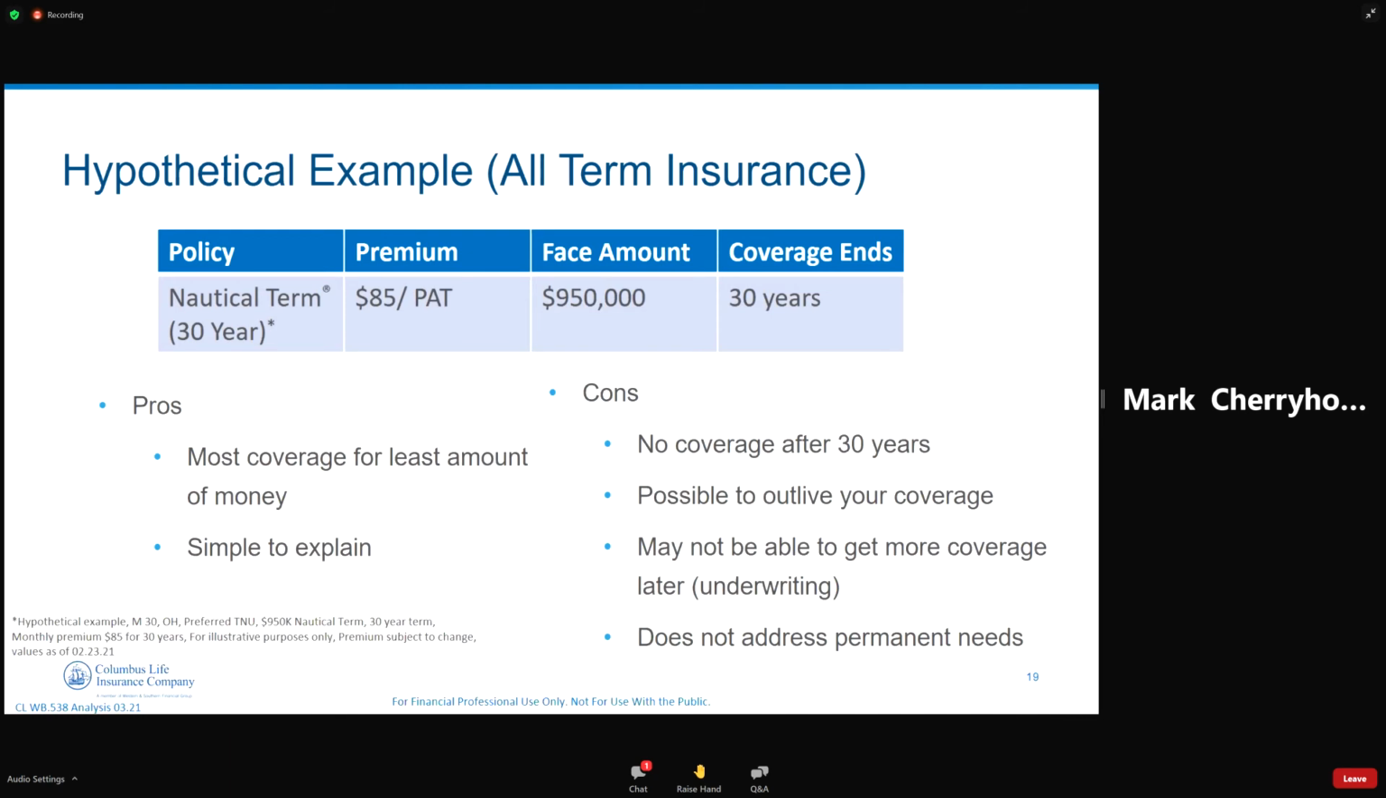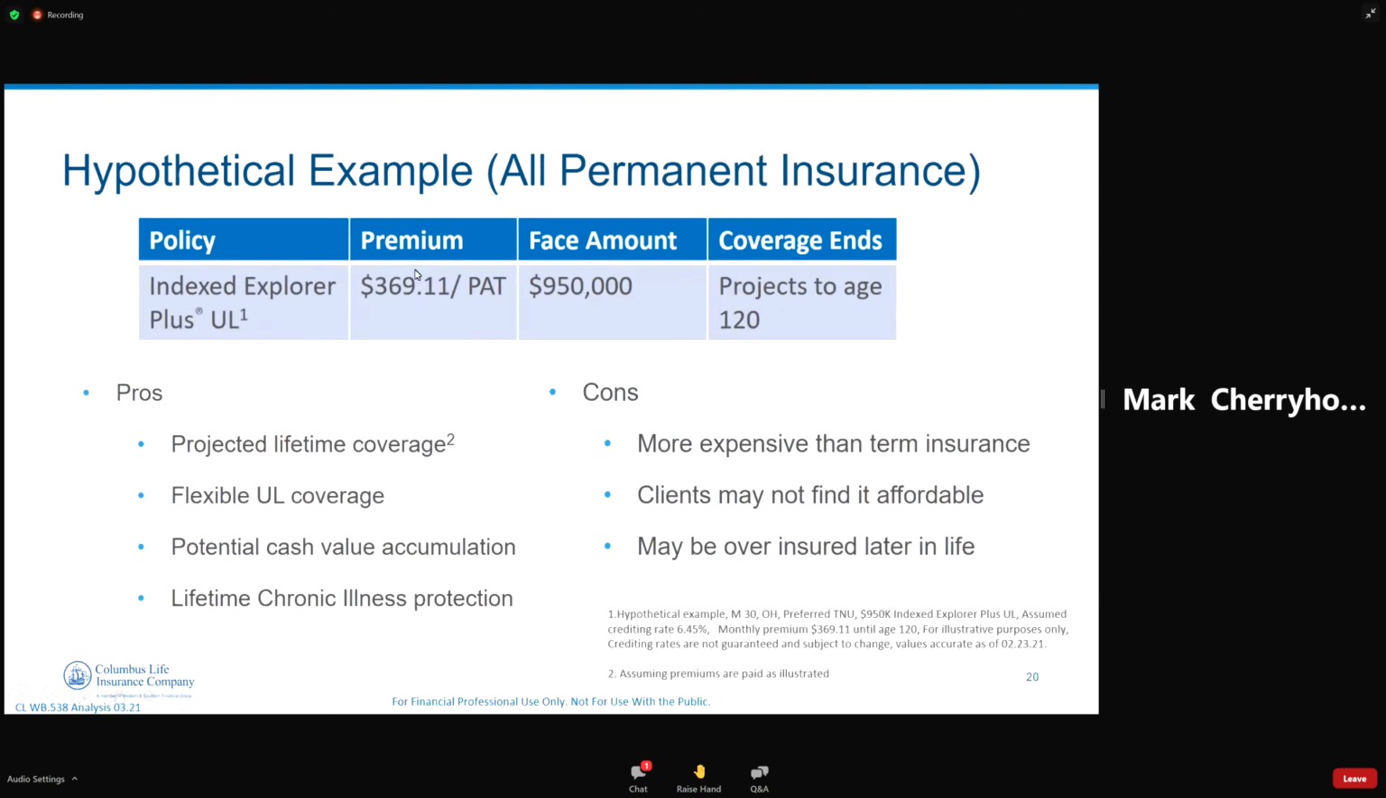So going to the permanent solution, let's just assume that we write an indexed UL for $950,000, and we're paying premium that takes the policy all the way to age 120 based on cash values. The estimated premium, we just kind of ran this to take it out to 120, is going to be just under $370 a month. $369 a month. Again, this is for a 30-year-old, assuming he's getting a preferred non-tobacco rate.